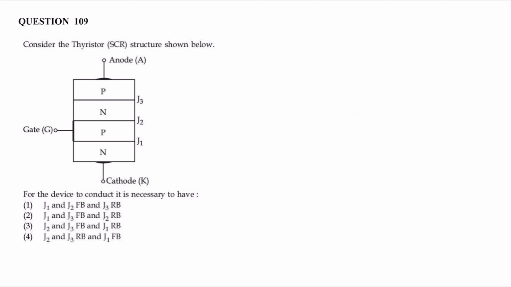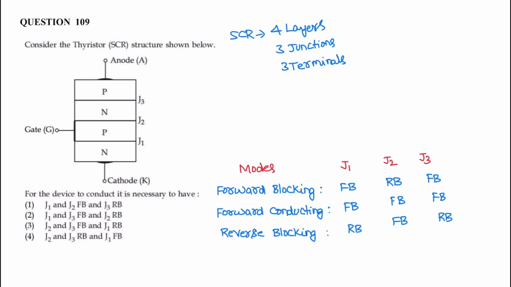Next question. Consider a silicon control rectifier, that is a thyristor structure shown below. This silicon control rectifier, SCR, has 4 layers, 3 junctions, and 3 terminals. The modes of operation in SCR are forward blocking mode, forward conducting mode, and reverse blocking mode.